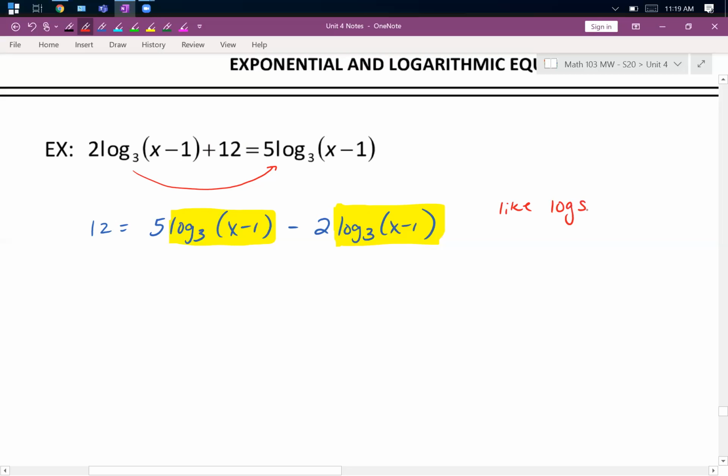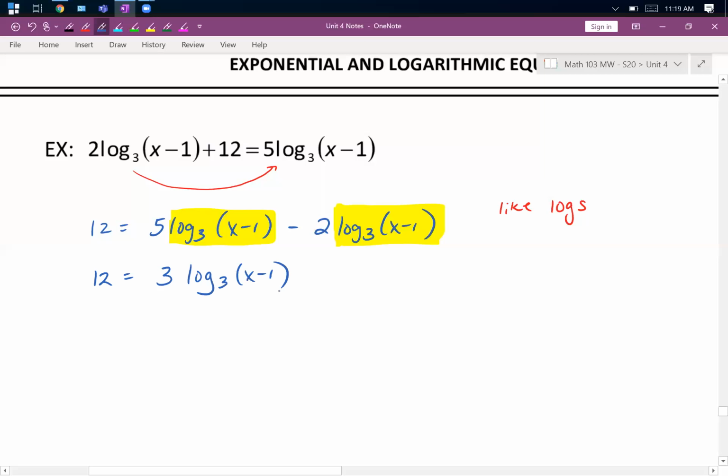See, if we were going to combine these how we've done previously, we would have to take the coefficient and turn it into an exponent, and then we would have to divide our arguments because we have subtraction. But because these are like logs, we can simply combine them like we would any other like term. So if I have 5 of these logs minus 2 of these logs, that's going to leave me with 3 of these logs. So we can just combine them just like regular like terms.